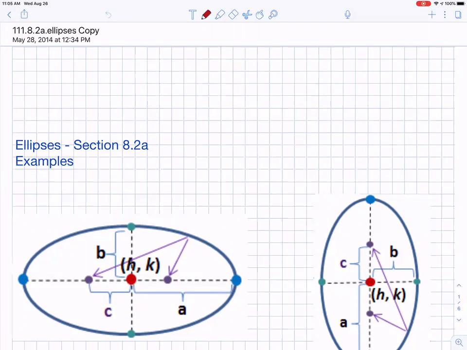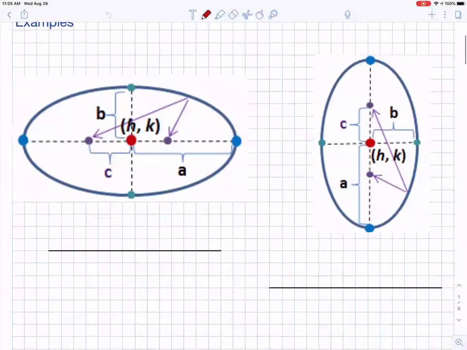All right. So let's start off with ellipses. Any questions on the ellipse videos?